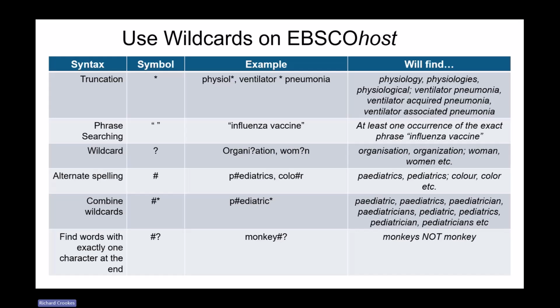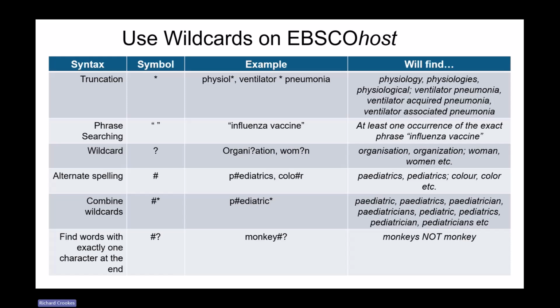Now, moving on to wildcards on the EBSCOhost interface. Again, this has not changed, so although you've switched now to the new platform, the syntax is still the same as it was with the classic interface. So we have truncation represented by the asterisk, the star symbol, and that means you can search for multiple expressions of the same term by truncating them.